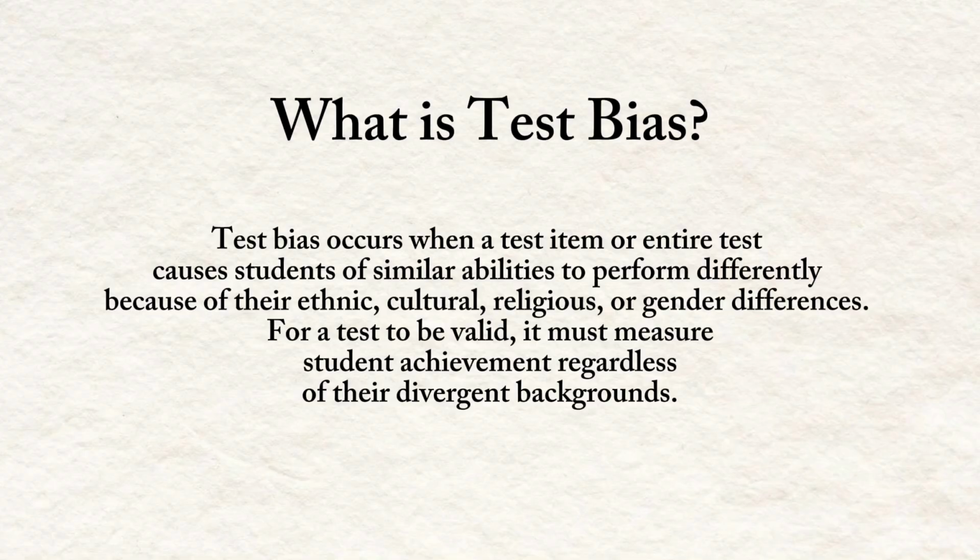Test bias occurs when a test item or an entire test causes students of similar abilities to perform differently because of their ethnic, cultural, religious, or gender differences. For a test to be valid, it must measure student achievement regardless of their different backgrounds. Because standardized tests have come to have a long-range effect on students and school districts, it is important to be aware of and avoid all forms of test bias so that standardized tests accurately measure the achievement of all test takers.